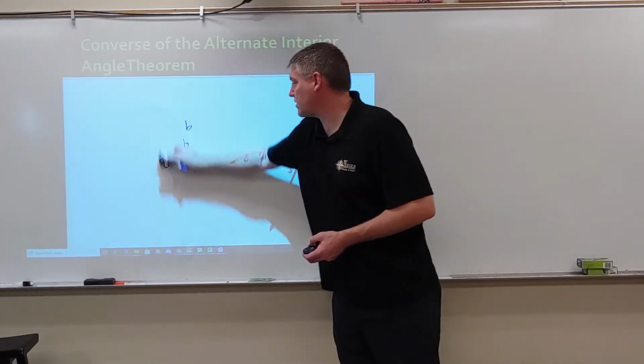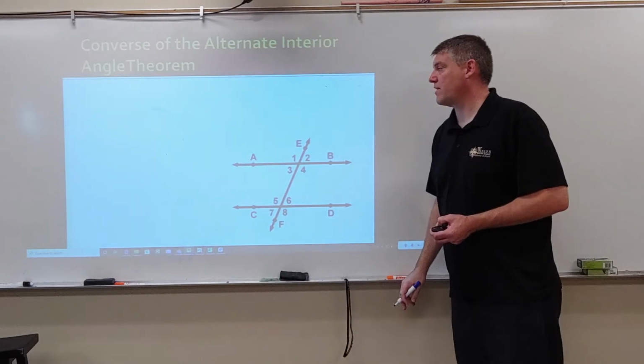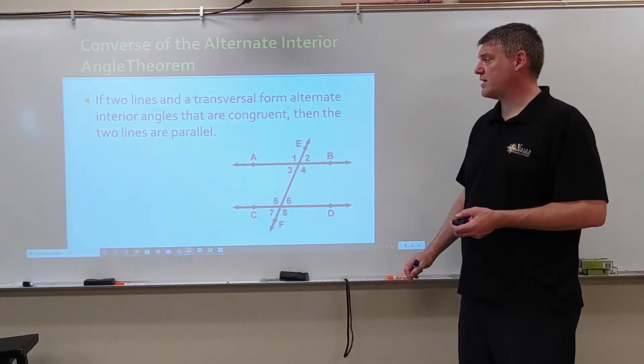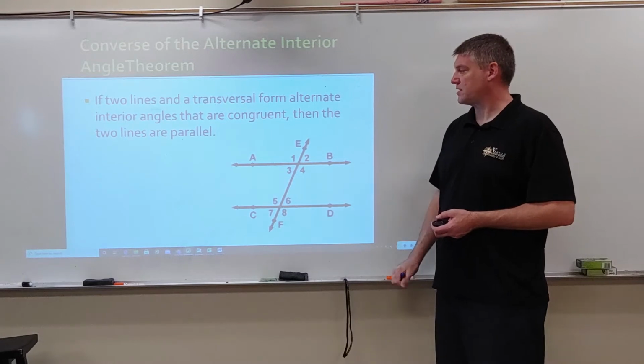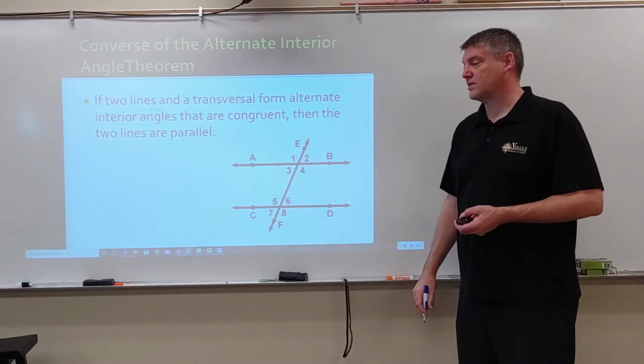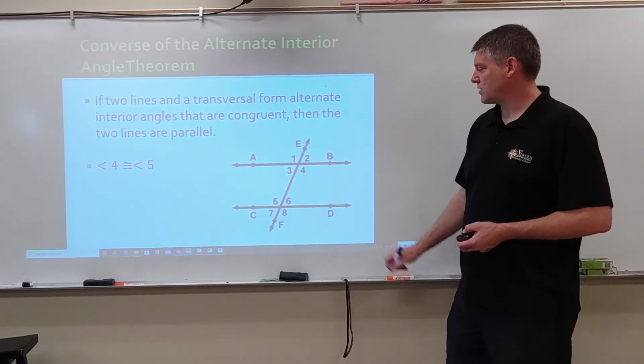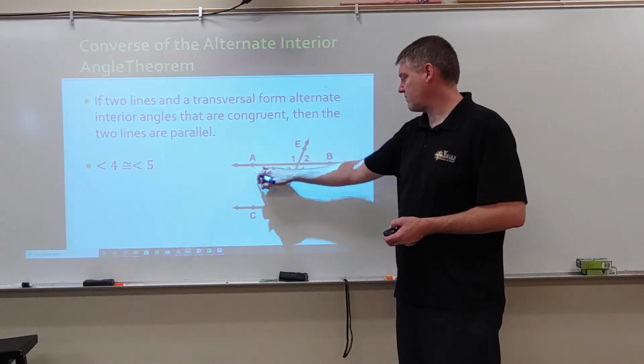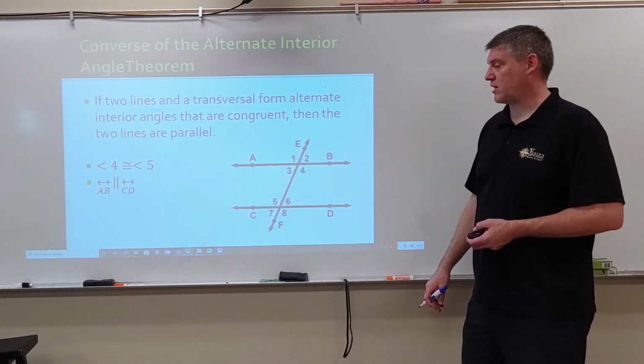All right, the converse of the alternate interior angle theorem. If two lines and a transversal form alternate interior angles that are congruent, then the two lines are parallel. Okay, so angle 4 is congruent to angle 5. Now I know AB is parallel to CD.